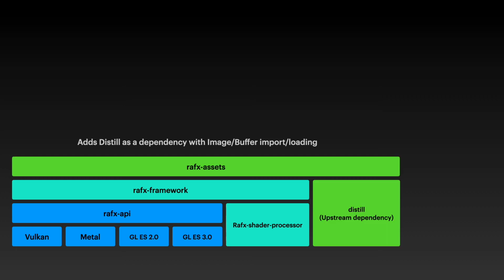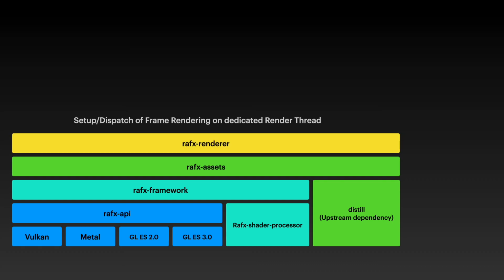The asset layer adds distill as a dependency, allowing code to load an asset by path or ID and related GPU resources to be automatically created. The renderer layer sets up a swap chain and render thread and provides a skeleton that the plugins can hook into.